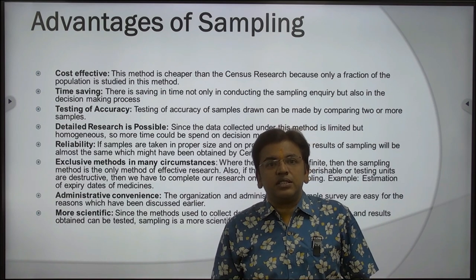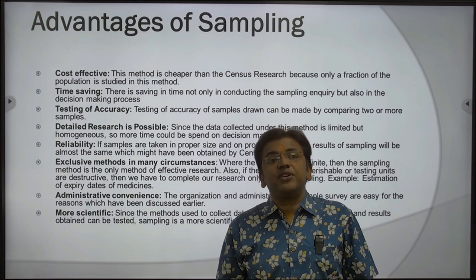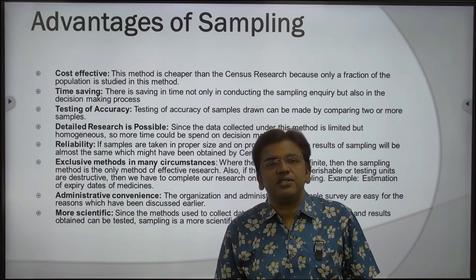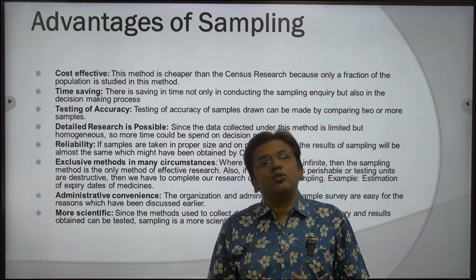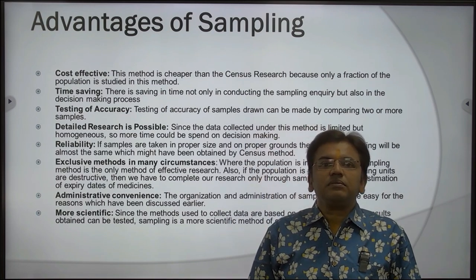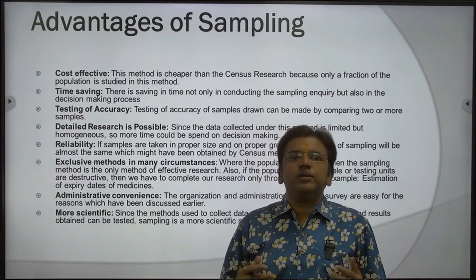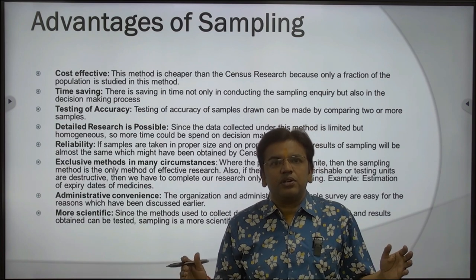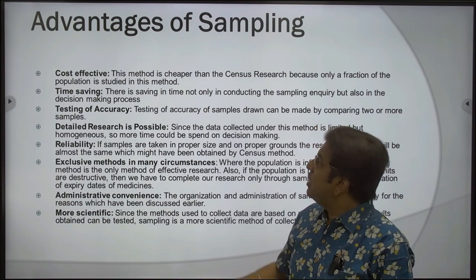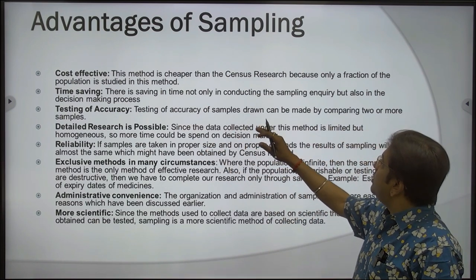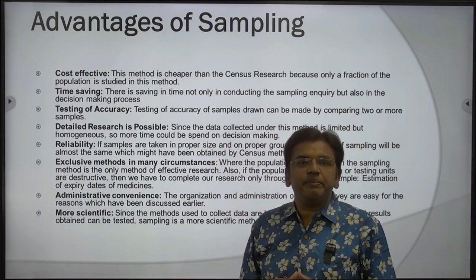If you are going to do research on an analytical study of human resource management in the Indian software industry, a person has to go to different cities where IT industries are. You have to select all the people who are working in the IT companies. Individually, you have to go and collect the sample. You have to collect the data with the help of a questionnaire or a schedule. It's a time-taking process. It needs time. It needs money. So, sampling is cheaper than census research because only a fraction of the population is studied in this method.